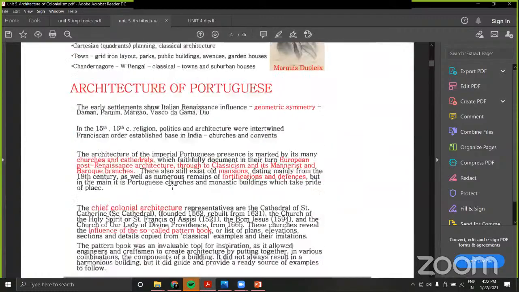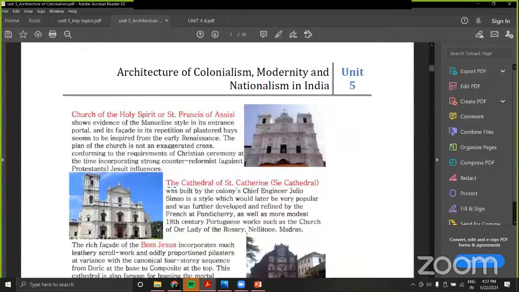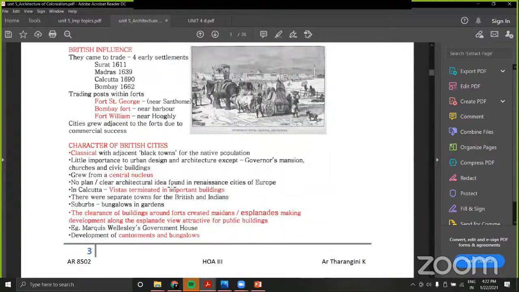So, characteristics of the British city: classical with adjacent black towns for the native population, little importance to urban design and architecture except government mansions, churches, civic buildings, grew from a central nucleus. Little importance to urban design, that is they concentrated most on the government mansions, churches, and civic buildings. Civic buildings are nothing but the public buildings, and they grew from a central nucleus, exploring the settlements.